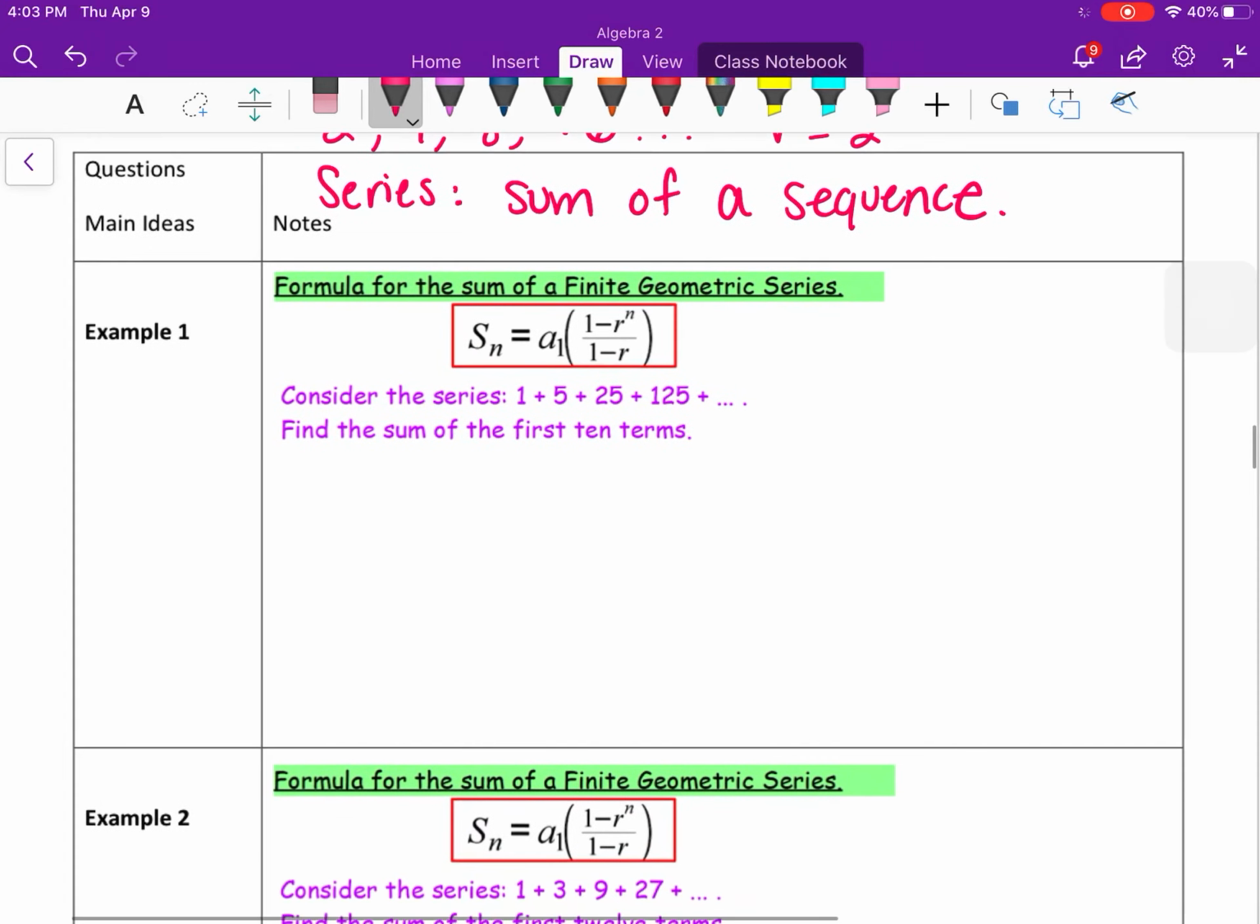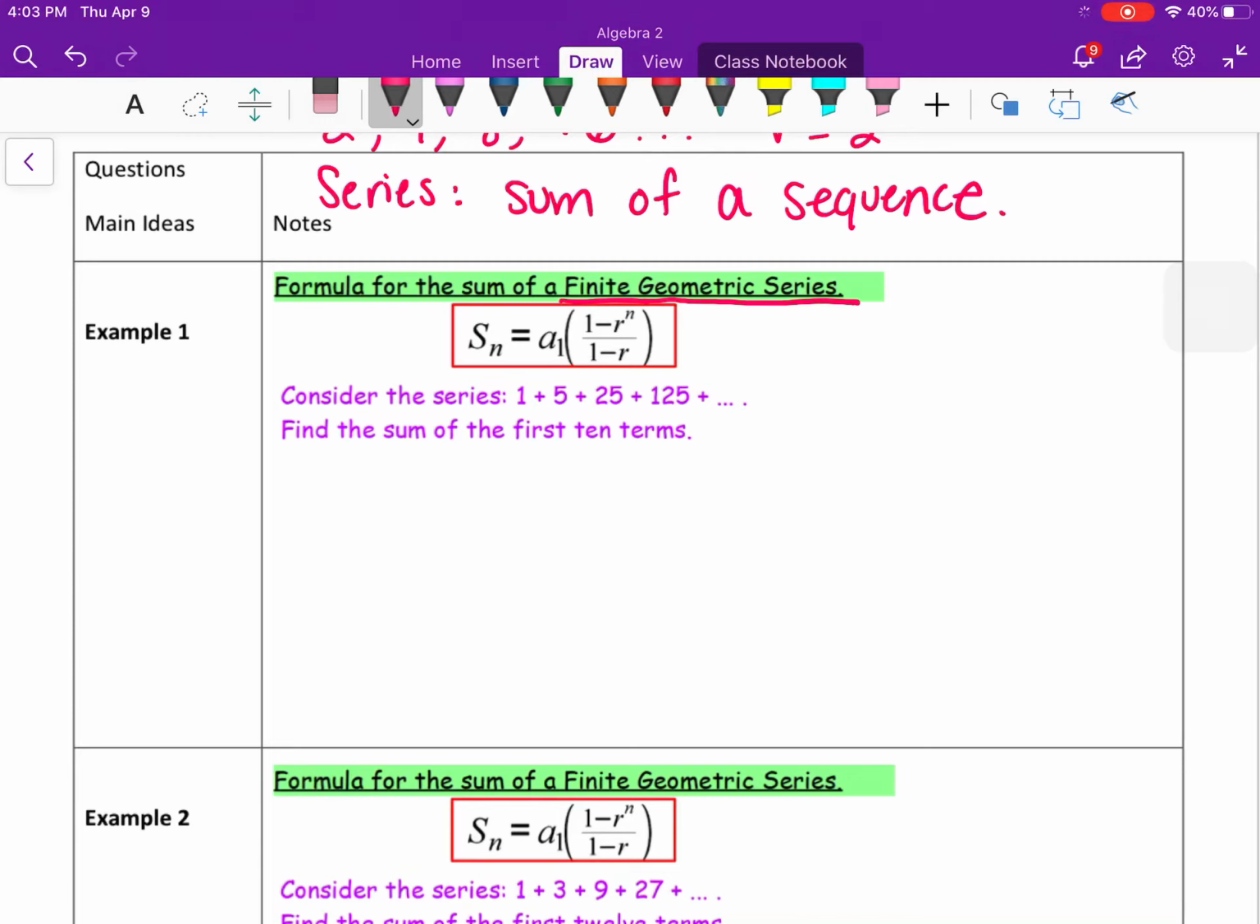So here we go. We have a special formula. If it is a geometric series and it's finite, so we have to say that it has a specific number of terms, we can find the sum. You can't find the sum of an infinite series because it goes on forever.